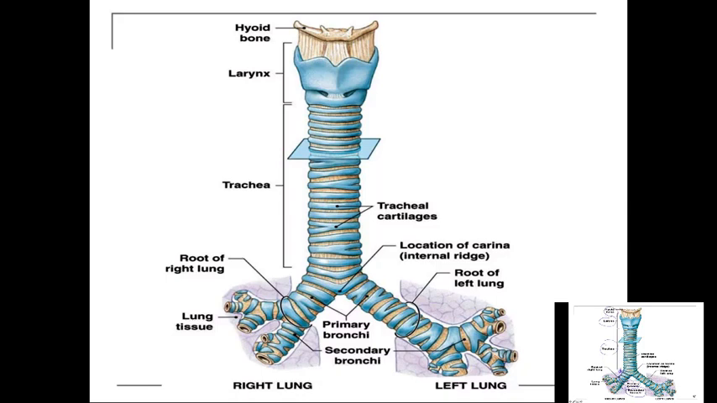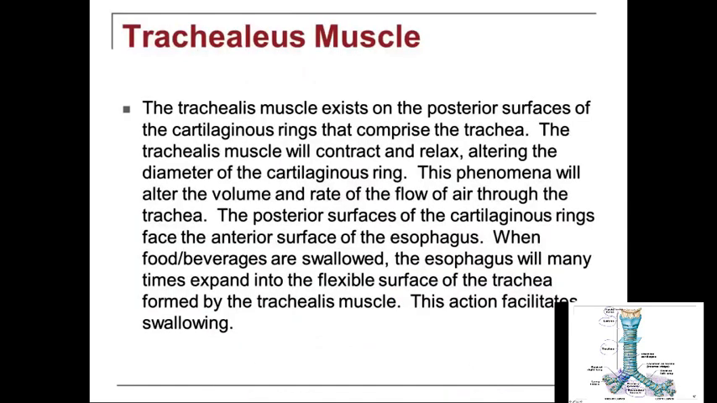So if a child is going to inhale something, most obstructions are going to take place in the right primary bronchus.